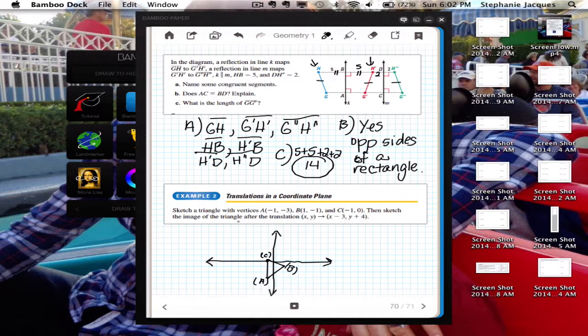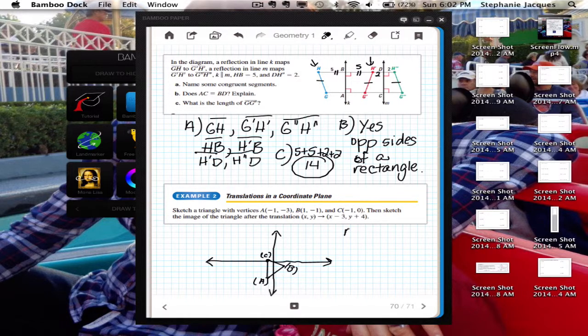Then sketch the image of the triangle after the translation. So when this means x minus 3, that means for all your x coordinates, you're going to subtract 3 from that, or you're going to go to the left 3 values. So I'm going to go to my x's, and then also for the y, it looks like we're adding 4.